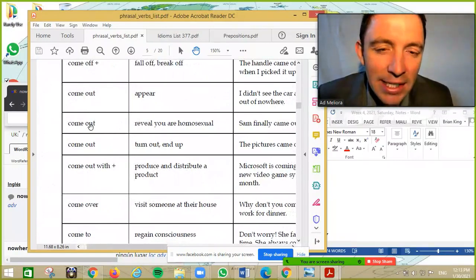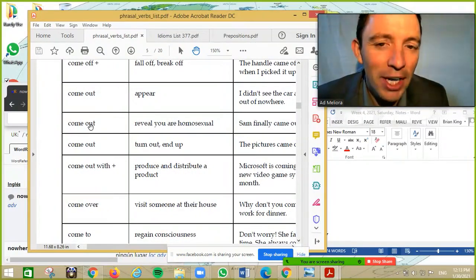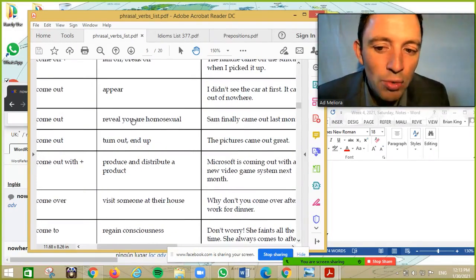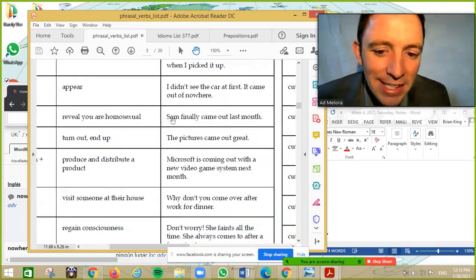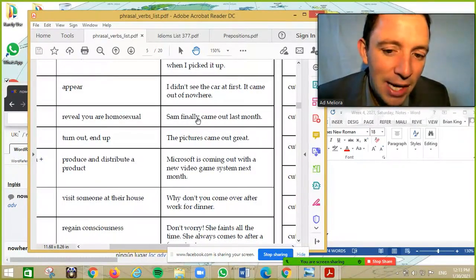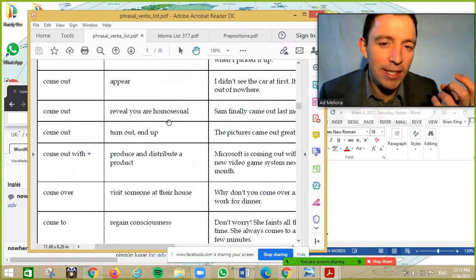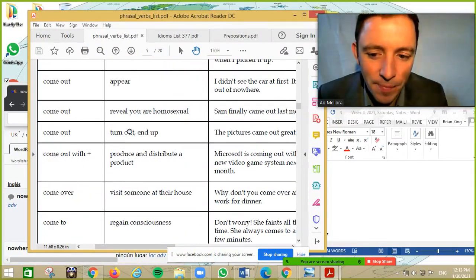Then the other one is, as I said yesterday, this is a typical expression in relation to sexuality, and it may be informal, but it's very famous. So to reveal, "revelar". Okay, and Sam finally came out last month. That's the past simple, and it means to reveal in relation to sexuality. Okay, so that's quite typical as well.